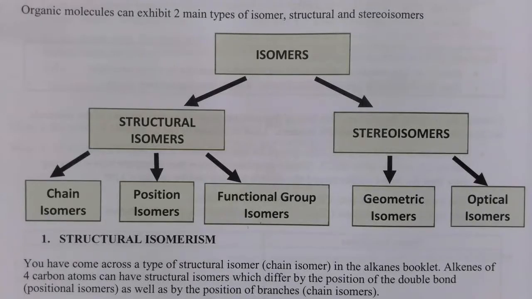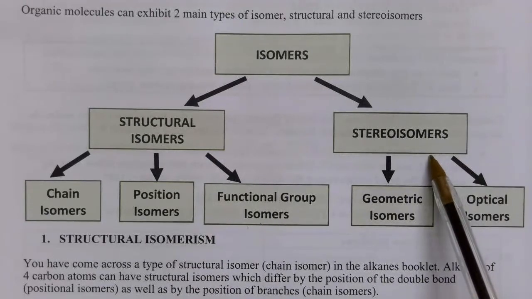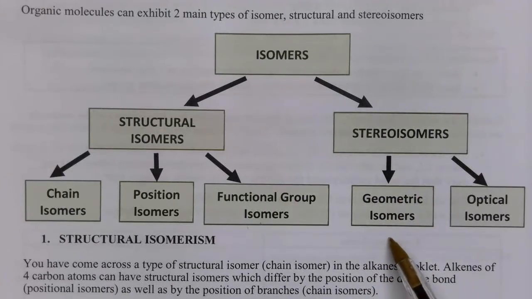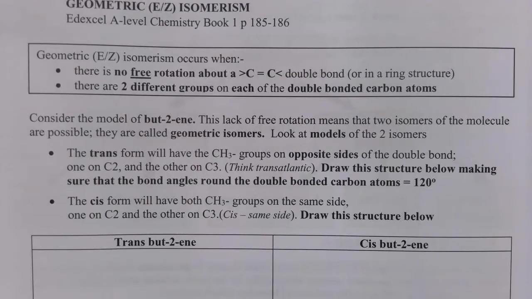So alkenes can not only show these types of structural isomers, but they can also show stereoisomers. They can show what we call geometric isomers, and that's what we're going to look at next. Geometric isomerism, sometimes called EZ isomerism, occurs because there is no free rotation around a carbon-carbon double bond. The carbon-carbon double bond restricts rotation. It will rotate at very, very high temperatures, so try to avoid saying things like there is no rotation.